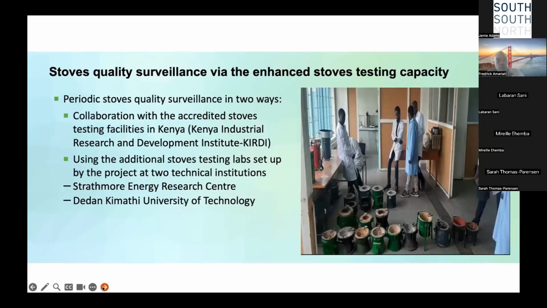So yeah, just a quick recap on the surveillance. We do this together with the Kenya Industrial Research and Development Institute, KIRDI. That's a testing agency in Kenya. And we're hoping that the additional two, which we are setting up in the institutions at Strathmore and Dedan Kimathi, will be able to support these activities in the country. Next slide.